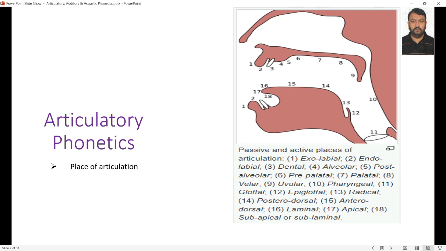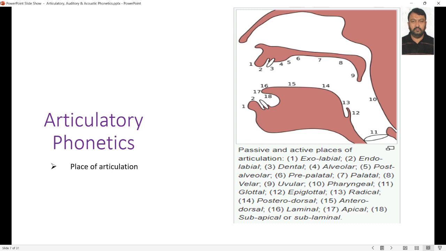Place of articulation. Main article, place of articulation. A mid-sagittal view of the mouth with numbers marking places of articulation. Passive and active places of articulation: 1. Exolabial, 2. Endolabial, 3. Dental, 4. Alveolar, 5. Postalveolar, 6. Prepalatal, 7. Palatal, 8. Velar, 9. Uvular, 10. Pharyngeal, 11. Glottal, 12. Epiglottal, 13. Radical, 14. Posterodorsal, 15. Anterodorsal, 16. Laminal, 17. Apical, 18. Subapical or sublaminal.